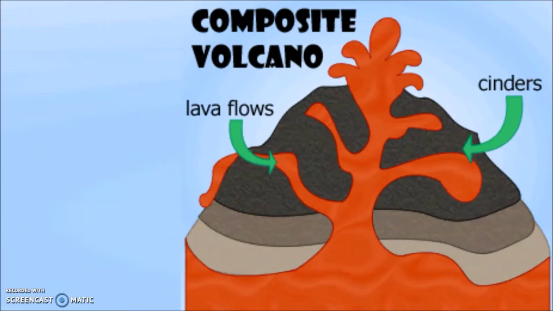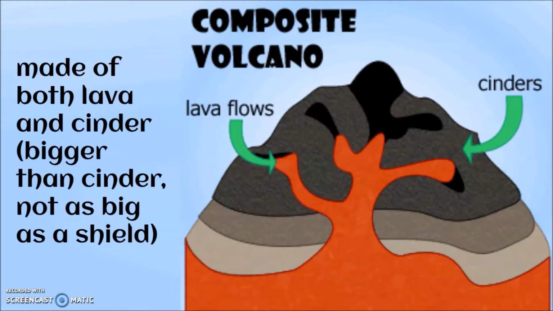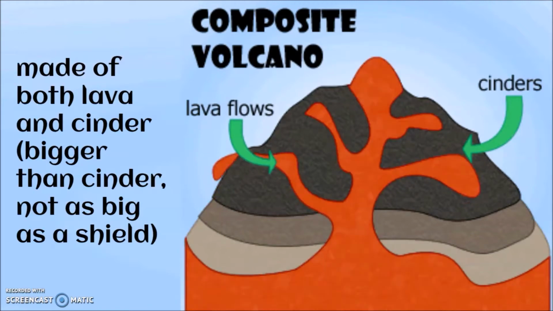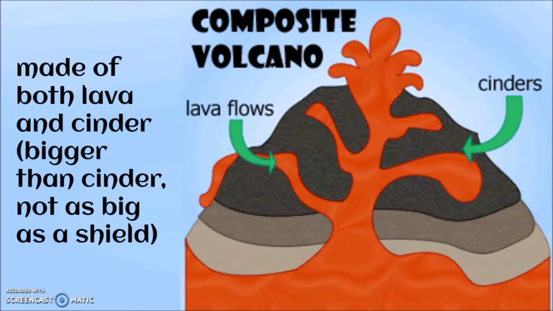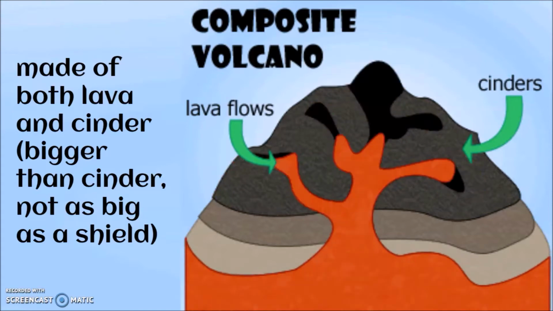And finally, a composite volcano is made out of both of these, both lava and cinder. It's going to be bigger than a cinder cone since it has lava in it, but it's not going to be as big as a shield volcano since it still has some cinder.